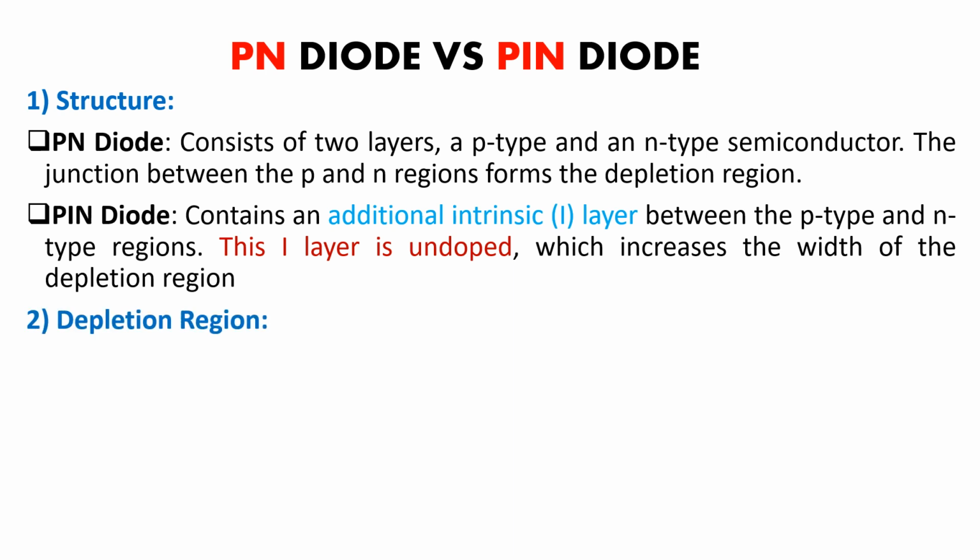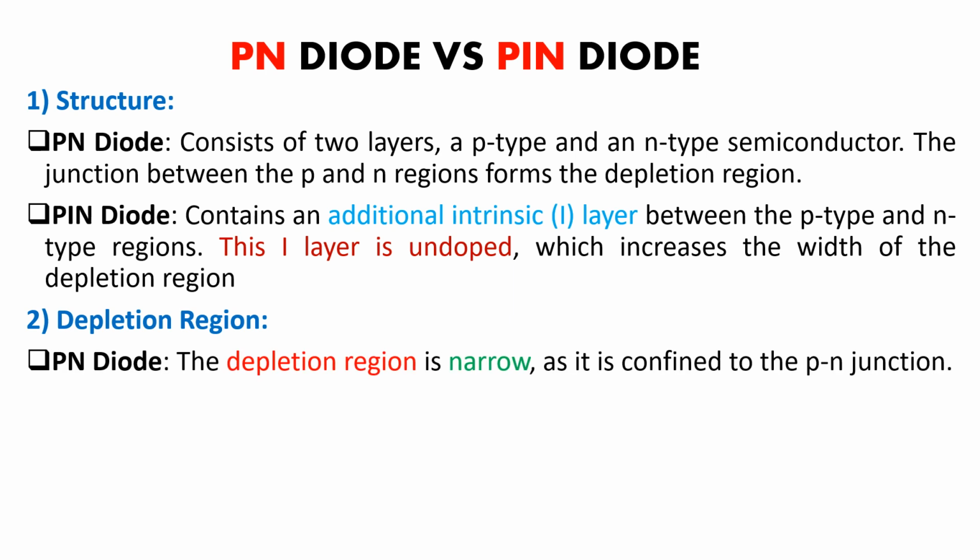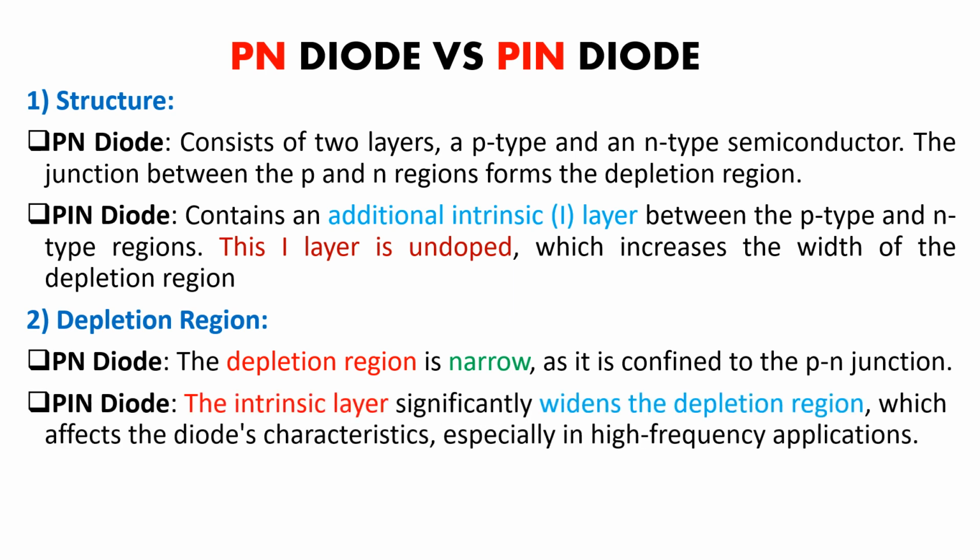Next point, depletion region. In PN diode, the depletion region is narrow, as it is confined to the PN junction. But in PIN diode, the intrinsic layer significantly widens the depletion region, which affects the diode's characteristics, especially in high frequency applications.